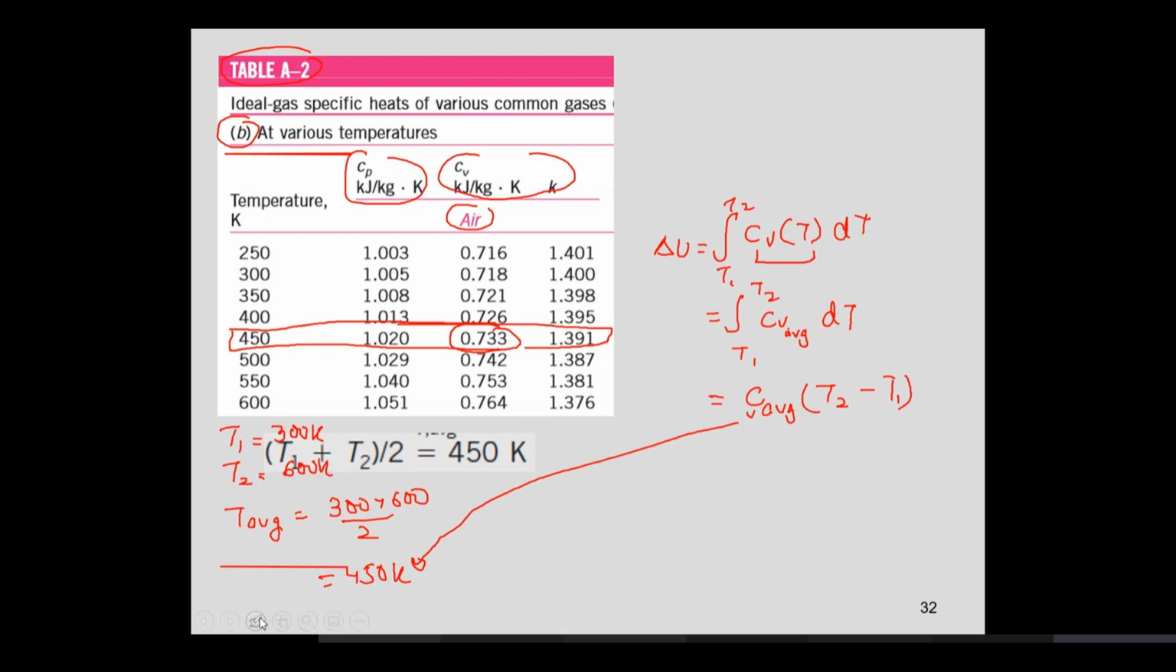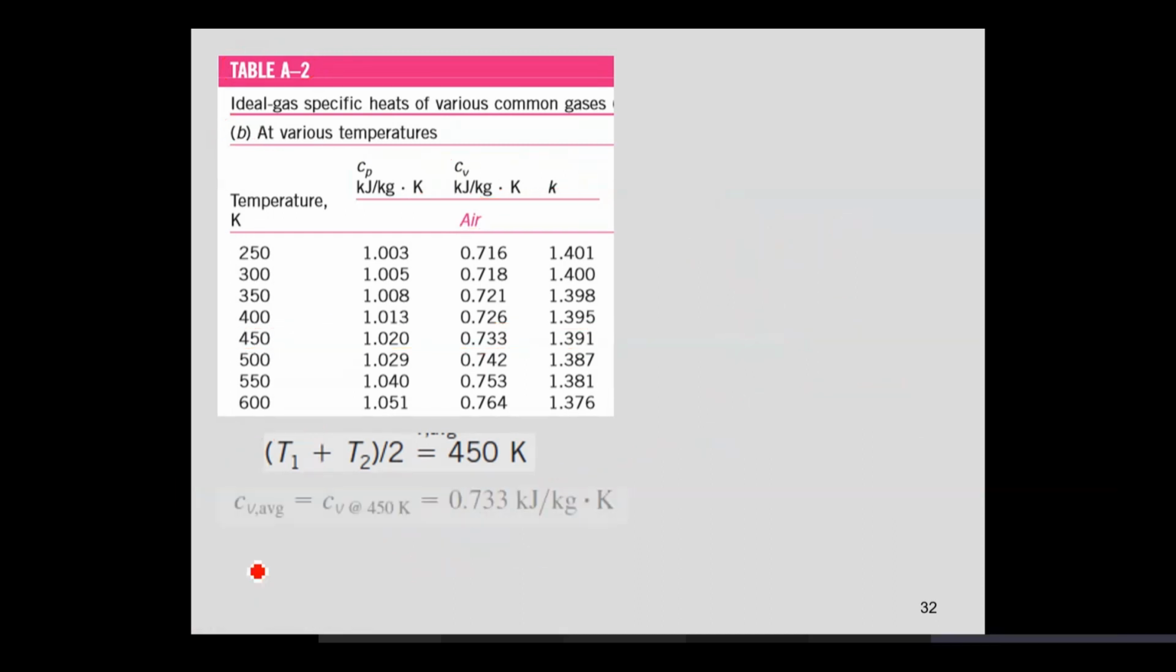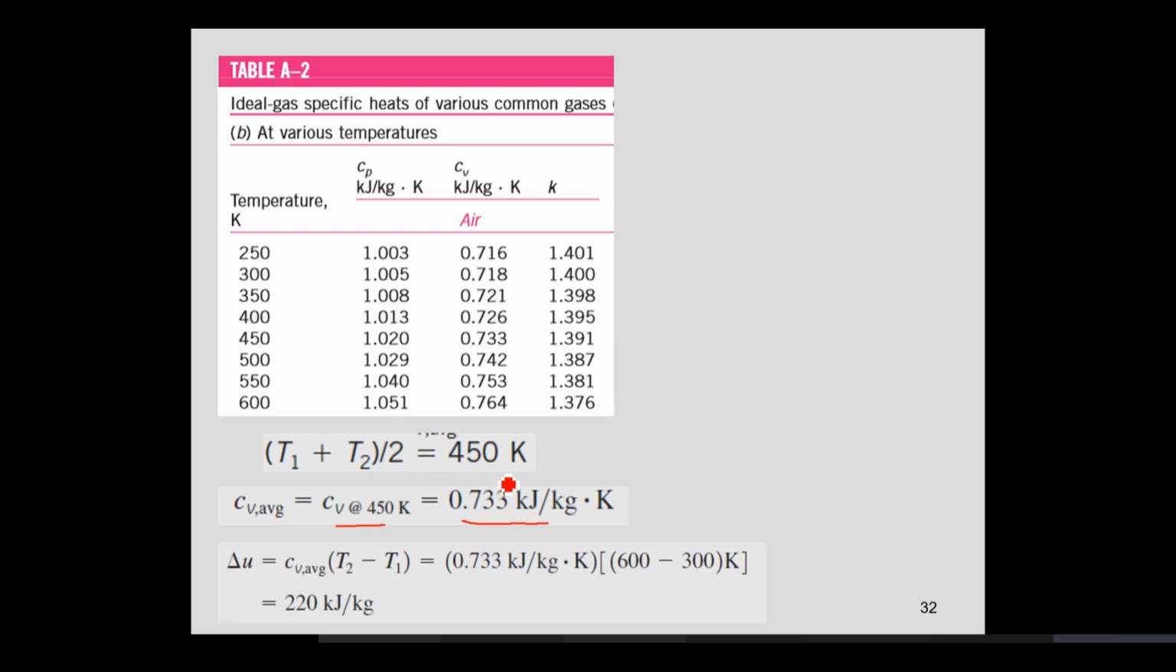Is it clear? The third method, is it clear? Yes, sir. So the average value at 450 Kelvin is 0.733, and the temperature difference is 600 Kelvin minus 300 Kelvin. Multiplied by this value, it would give you the change in internal energy for the air as the ideal gas if it moves from 300 Kelvin to 600 Kelvin. I hope the three methods are clear to you. Yes, sir. Clear. Right.